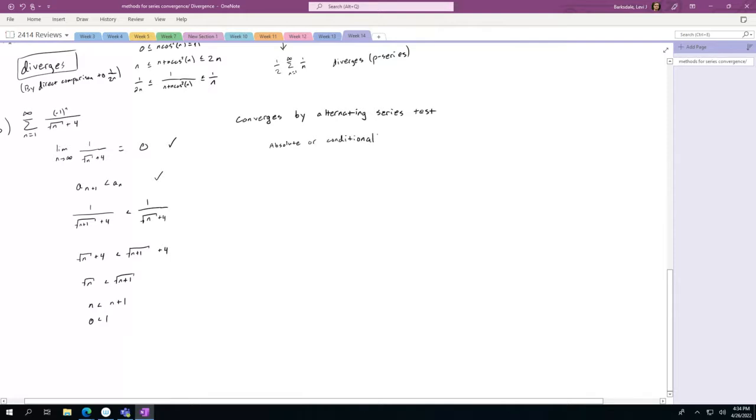So remember, to determine whether it converges absolutely or conditionally, we look at the absolute value of the series. So we take the absolute value of the series, and our alternating part, the negative 1 to the n, just kind of goes away. So we're left with 1 over the square root of n plus 4. Right? Okay. Well, we need to show whether or not this converges. To do that, what should we do?